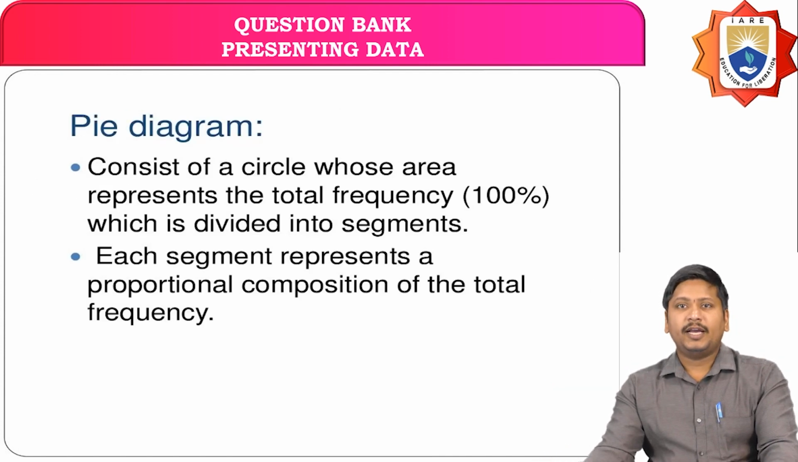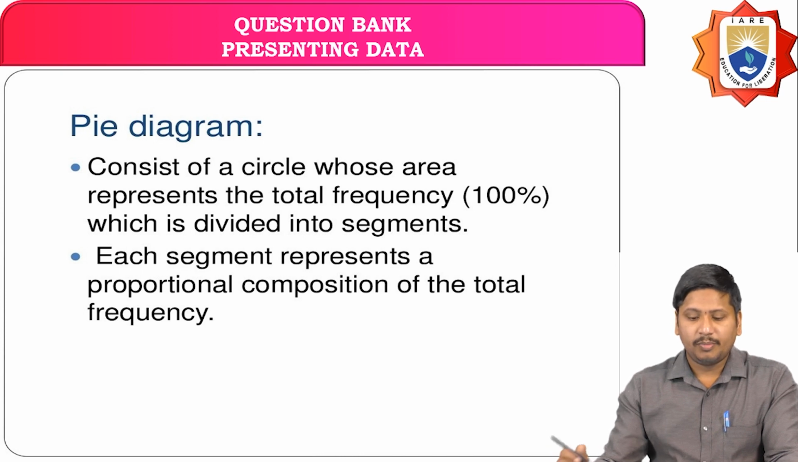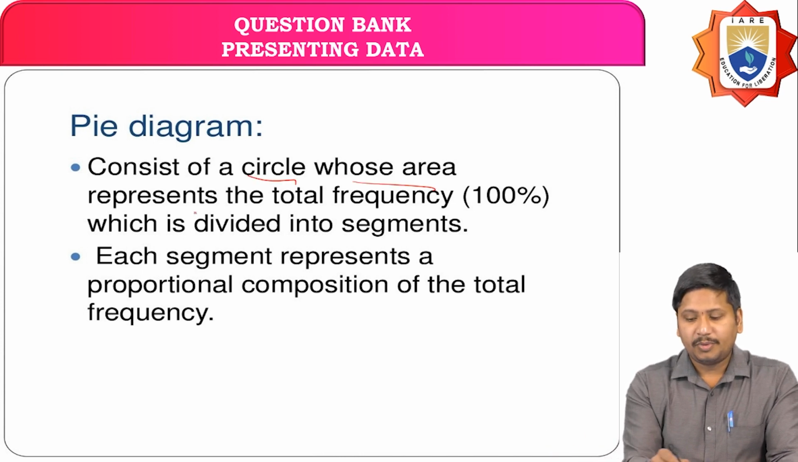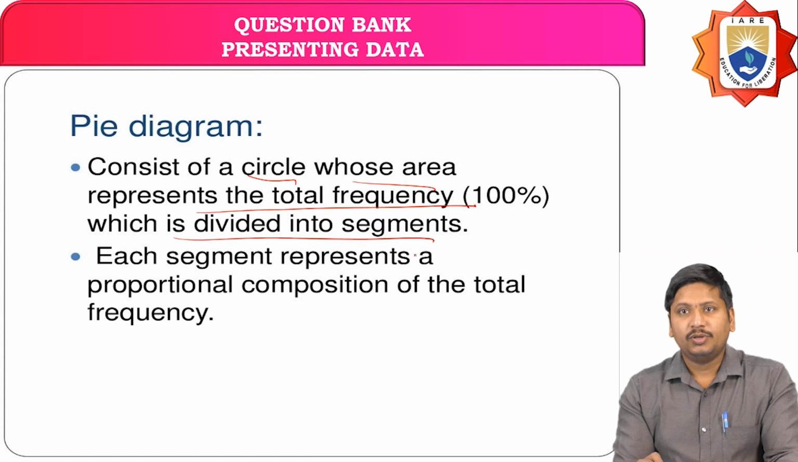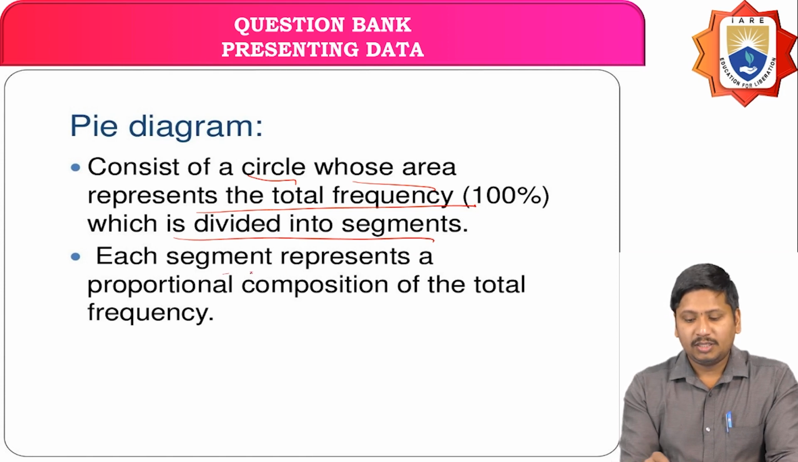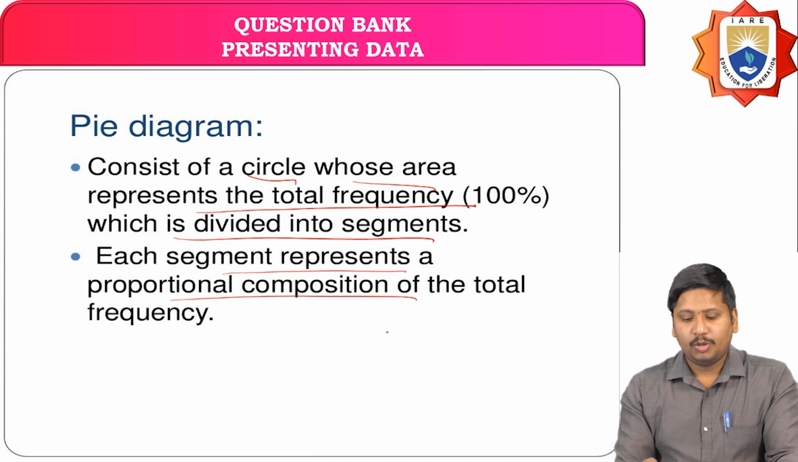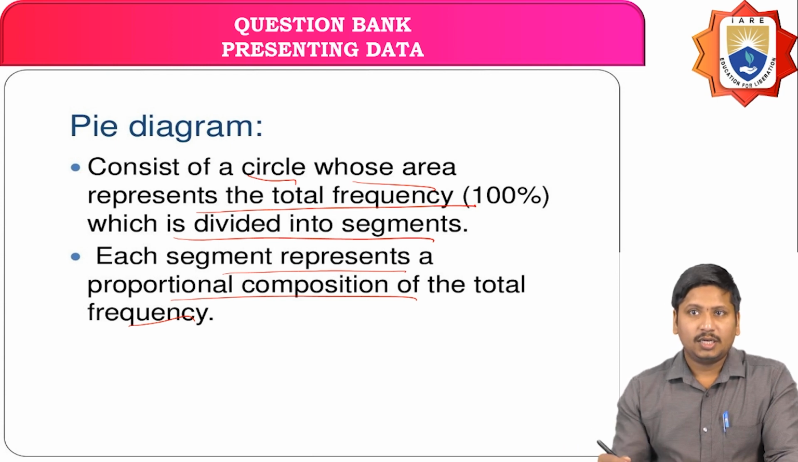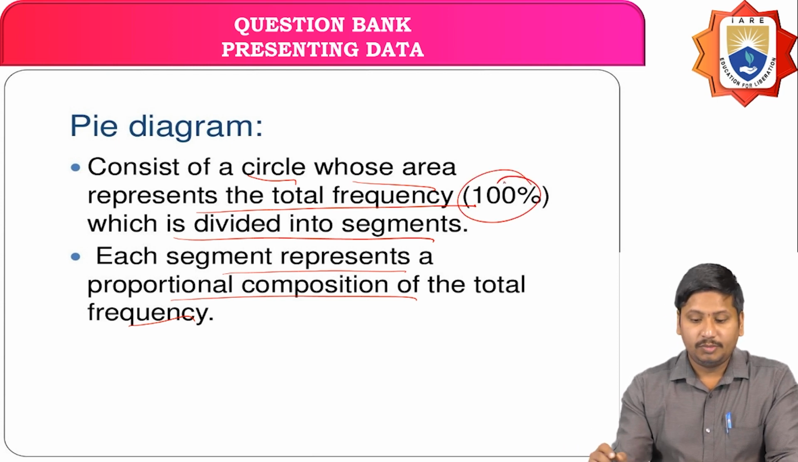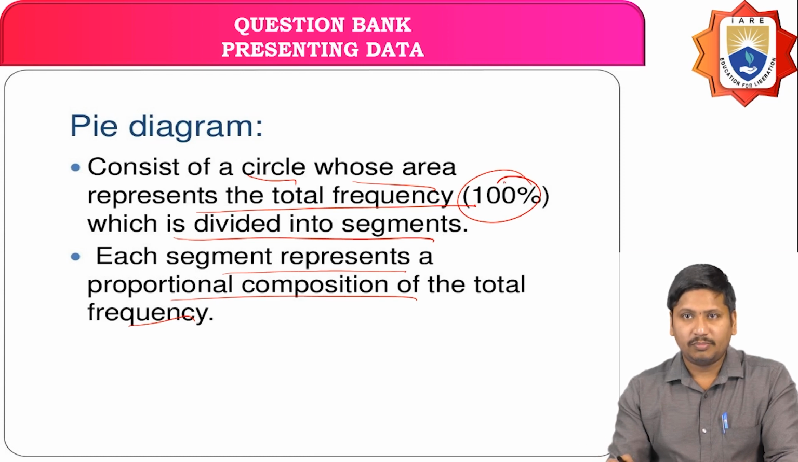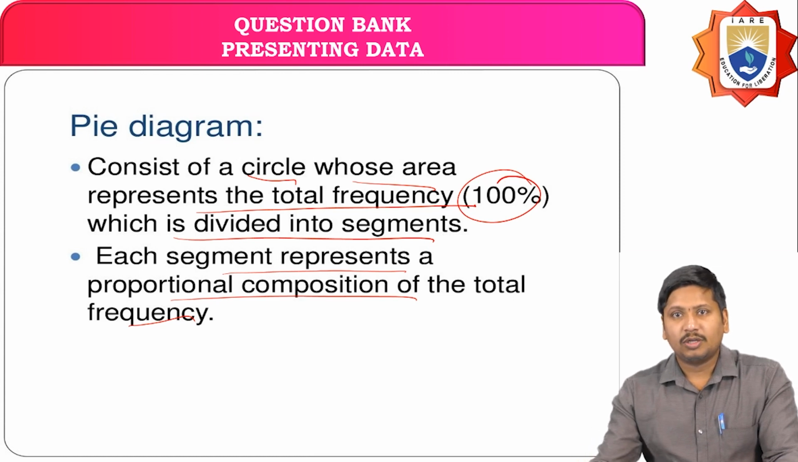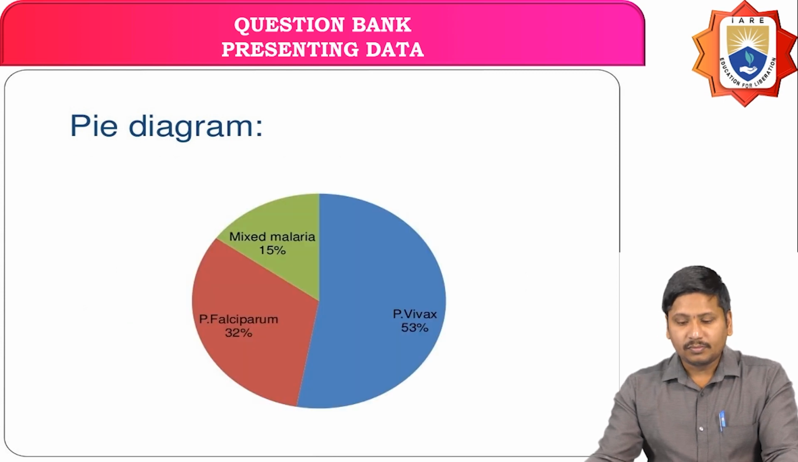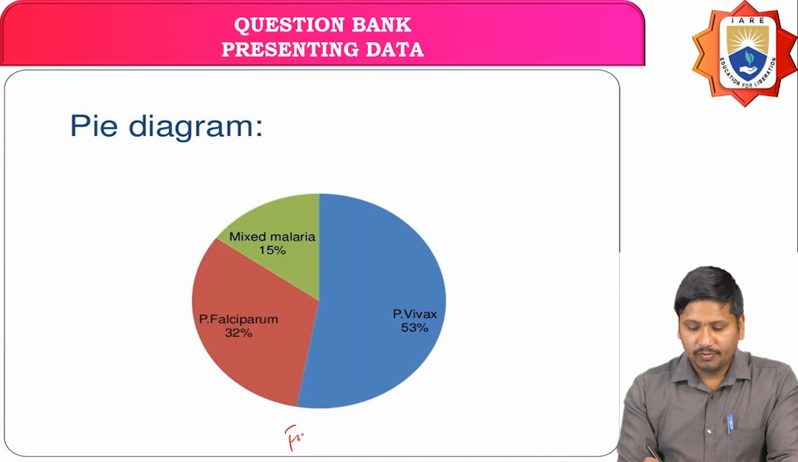And the next one is the pie diagram. The pie diagram consists of a circle whose area represents the total frequency, which is divided into segments, where the segments represent the proportional composition of the total frequency. So the pie diagram consists of a circle equal to the frequency of 100%, which is divided into different segments, and each segment represents the proportional composition of the total frequency. Now see, this is an example of a pie diagram.